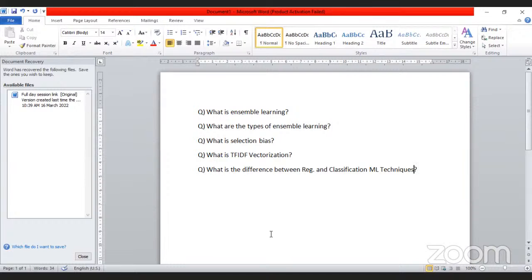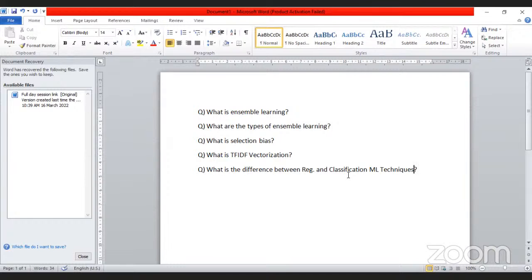So the difference is between regression and classification. Firstly, we will understand that both regression and classification techniques are supervised machine learning algorithms. In supervised machine learning algorithms, we have to train our model using output columns, using output data, and then predict our future outcomes. Those future outcomes could be binary, for example, yes, no, male, female, ham, spam.